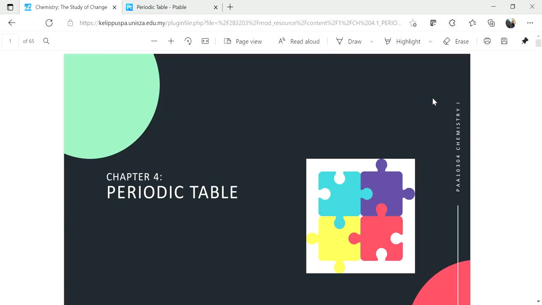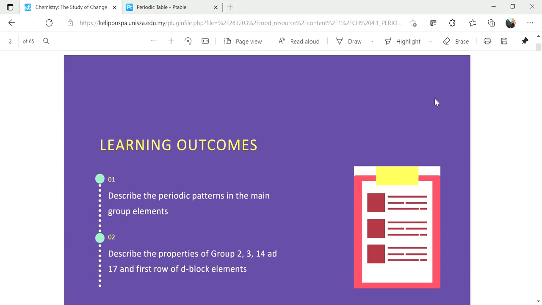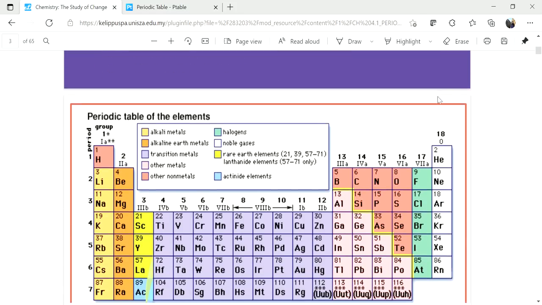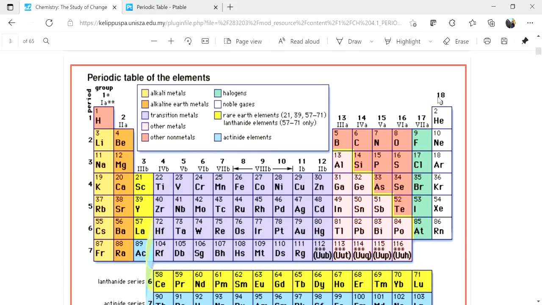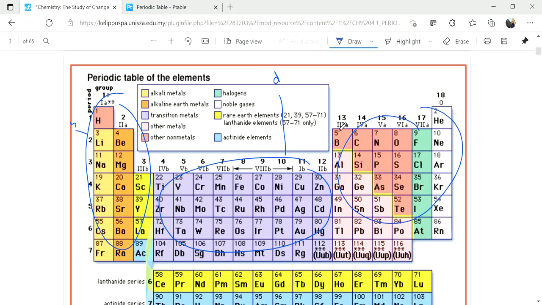Alright, so periodic table, chapter 4. From the last chapter, we learned a few little things about the periodic table. We know that in the periodic table, we can classify all the elements here as S block elements. All the elements in the transition metals, we classify them as D block elements. And all the elements in group 13 to the noble gas, group 18, we classify them as P block elements.